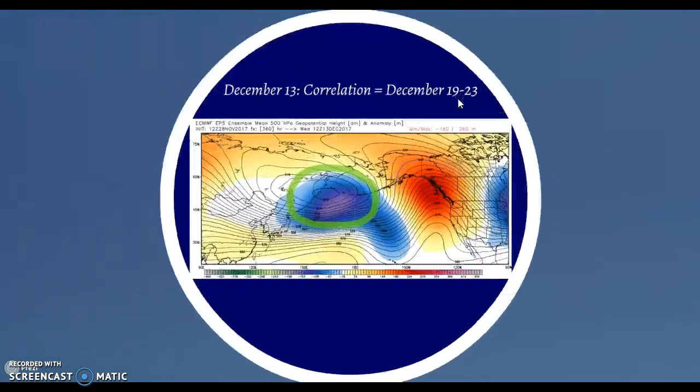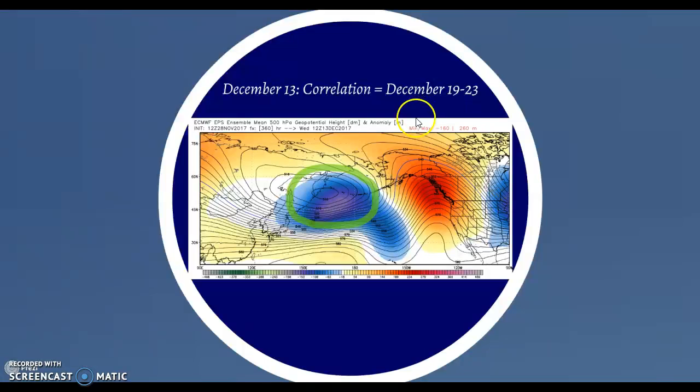And if we look at what the December 13th correlation gives us, we see the trough returning back to the Bering Sea, which says about December 19th through the 23rd, putting us very close to the holiday season, is showing that we see a return to those colder than normal temperatures as we go towards the holiday season if we see a trough here on the 13th.